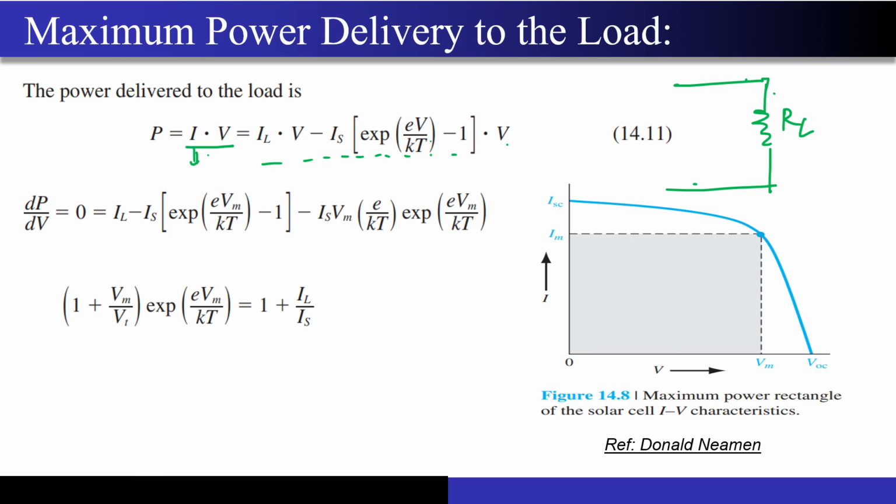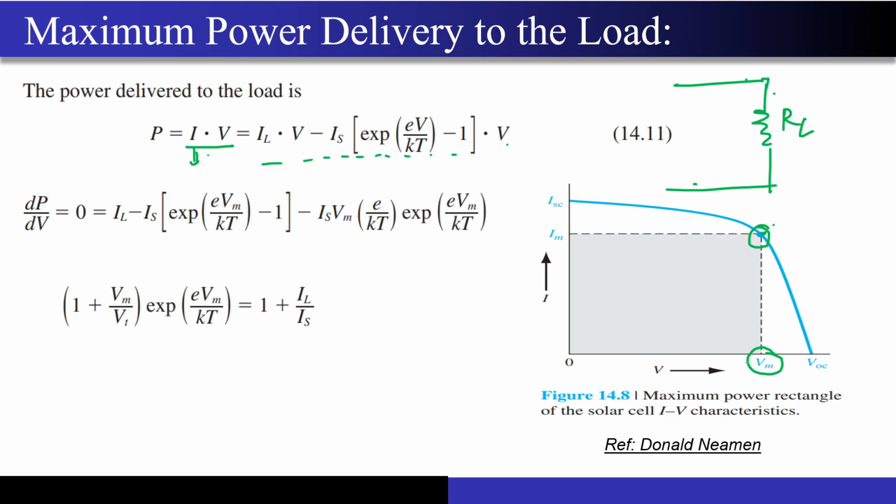Now if I want to calculate what is the particular voltage at which I will get the maximum power, this is the IV characteristics of the solar cell. There will be one particular voltage for which I will be getting the maximum power. Let's say that voltage is V_m, and corresponding to V_m I will get an I_m. So this is the maximum power point, right?